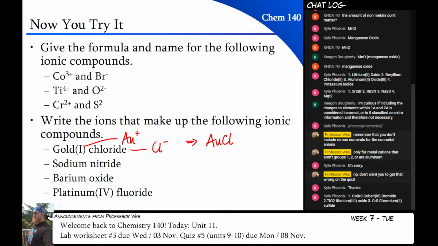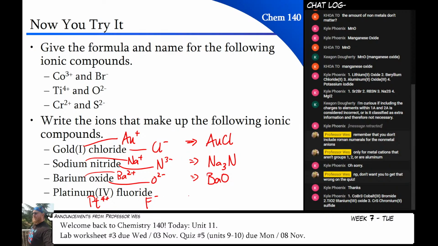There's gold 1 chloride. And you'll notice that I'm starting to mix them up now, because what you're going to see on the quiz is you're just going to see them all scrambled together. And you'll have to apply the correct rules to the correct things. There's my sodium. There's my nitride. I think we've done this example to death. I don't know, I keep picking Na3N for some reason. There's barium, there's my oxide, here's the formula. And then platinum 4 has a 4 plus charge. Fluoride is F minus. I need 4 fluorides to balance out that 4 plus, so PtF4. There you go.